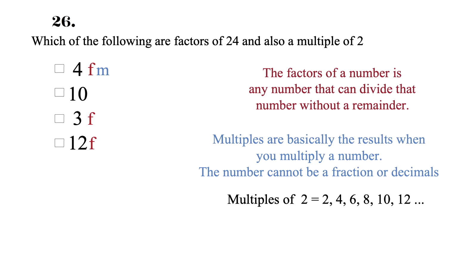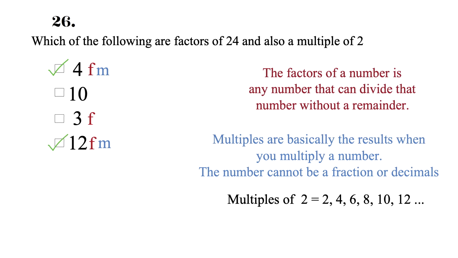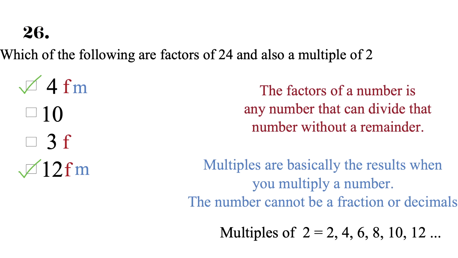Finally, we said 12 is a factor of 24. Is 12 also a multiple of 2? The answer is yes. 2 times 6 is 12. So our answer is 4 and 12. 4 and 12 are factors of 24 and also multiples of 2.